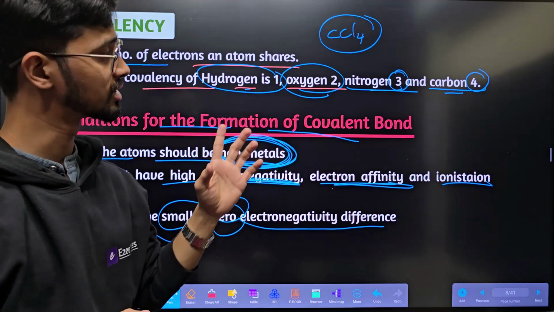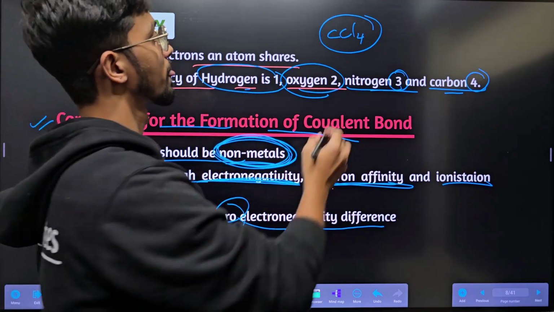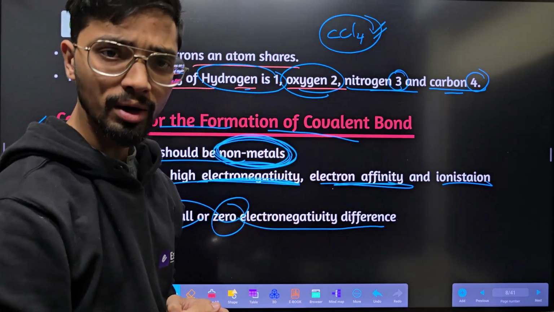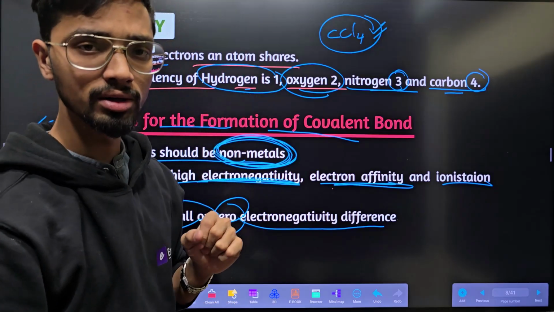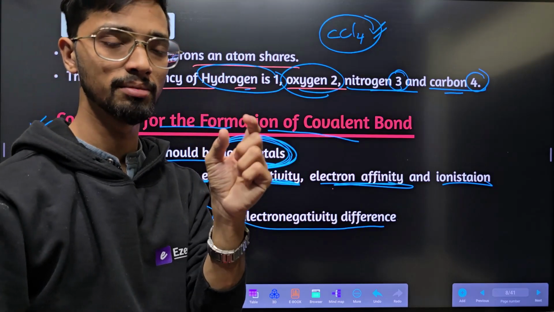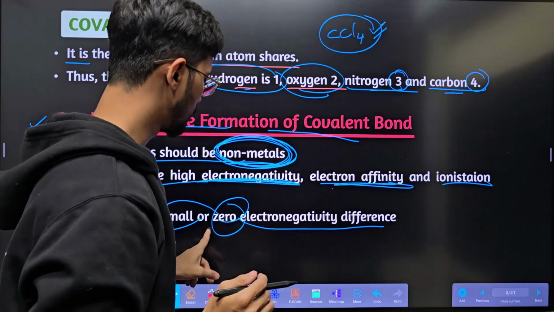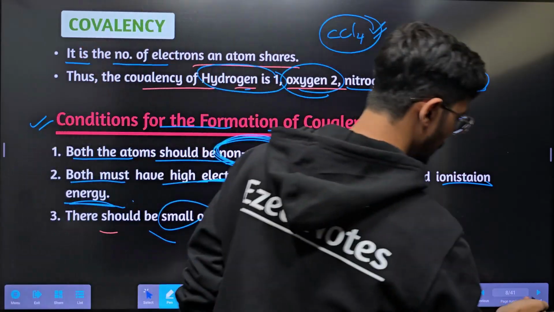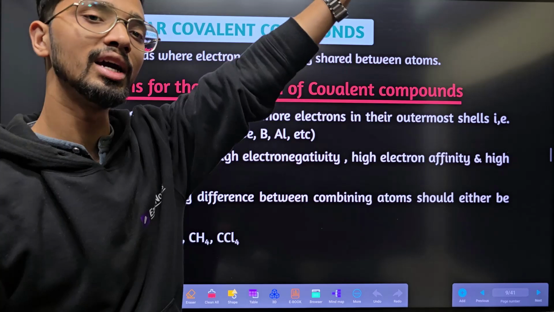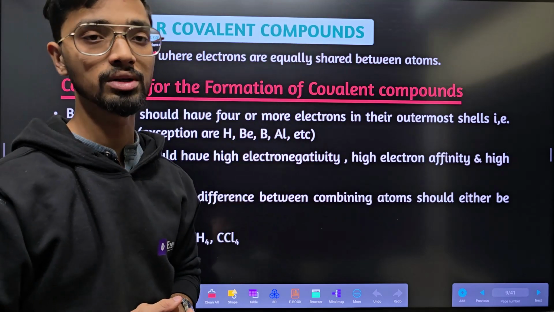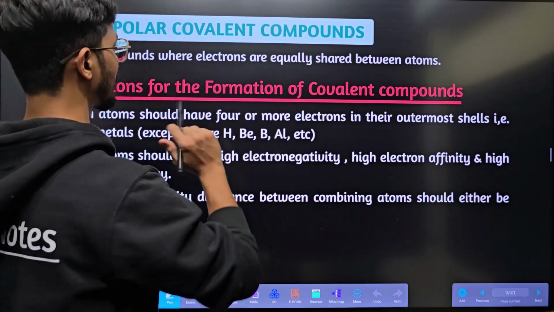Which type of molecule we'll study. Okay, it is also forming a covalent bond. Carbon and chlorine, they have some electronegativity difference, right? But it should be very small or 0. If the electronegativity difference is very high, which bond does it form? It forms an ionic bond, which we learned in the last class.